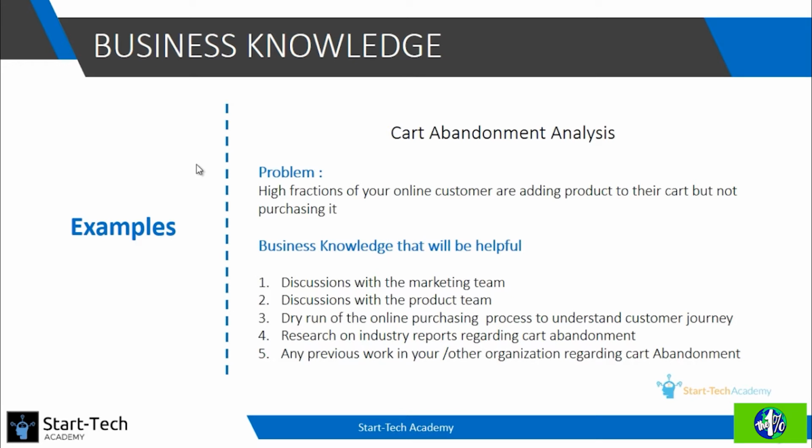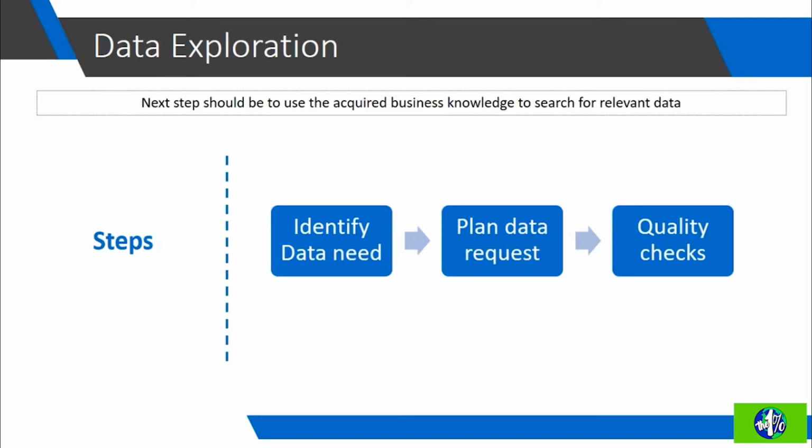Next task is to get the data. Once we have business knowledge, we need to gather the relevant data. There are 3 steps to it. First is to identify the data needed. We know what data we need from the research. Second is requesting this data from relevant people within and outside the organization. And lastly, when you receive the data from different teams, you need to do a quality check on the data received.